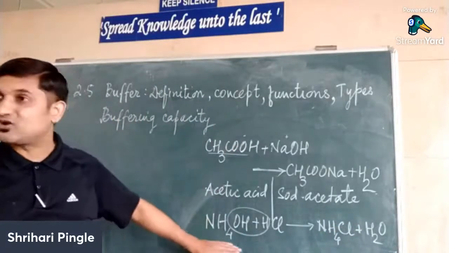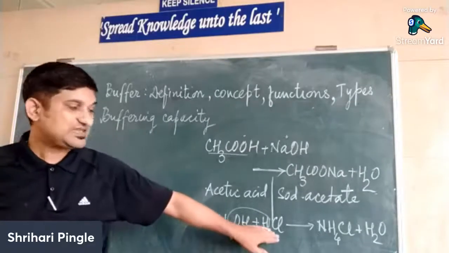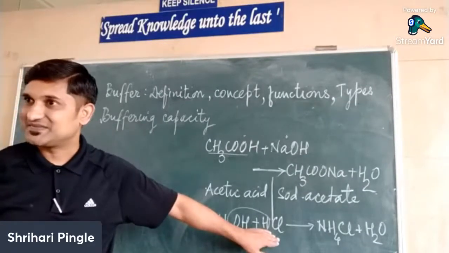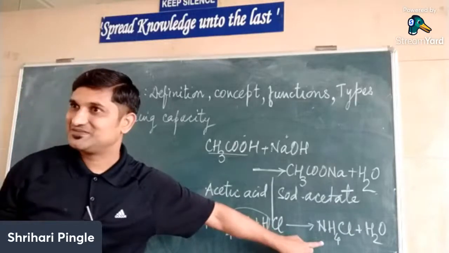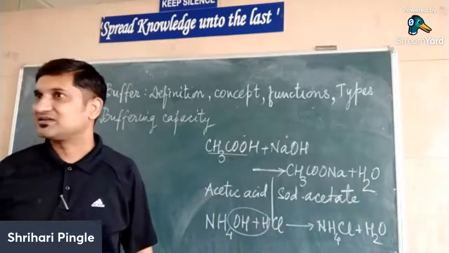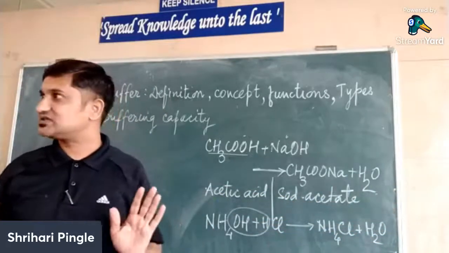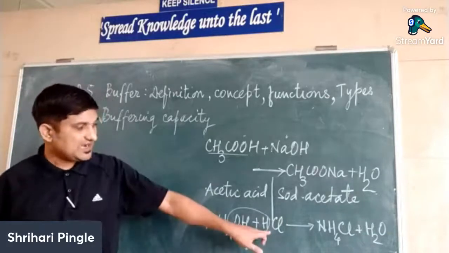So ammonium hydroxide is a weak base here. It reacts with an acid. And when it reacts with an acid, a salt is formed and water is released. Correct? Any confusion in this?